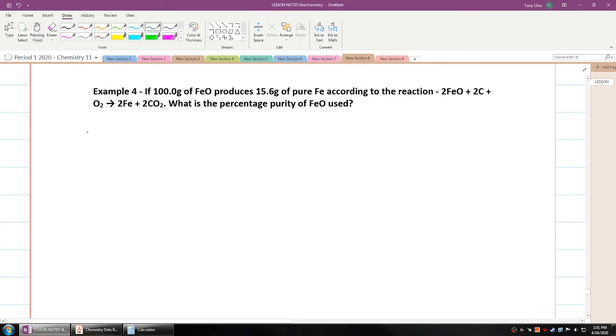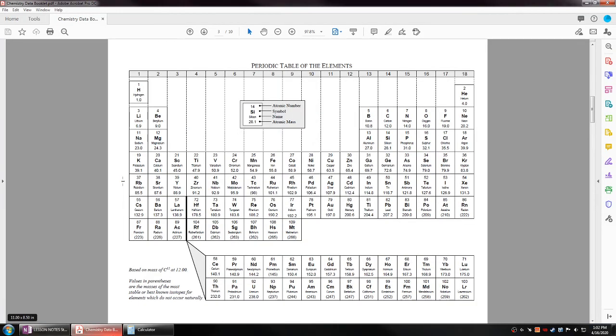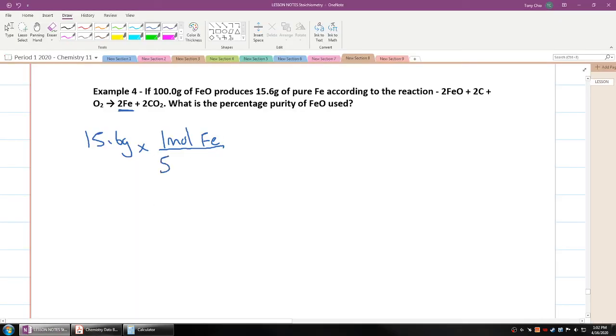So we have 15.6 grams of iron. Iron is right here. So we are starting with a product. Fe, iron, is a product, and we're going to convert it to FeO, which is a reactant. So we multiply this by 1 mole of iron over the molar mass of iron, which is 55.8 grams. So that is going to cancel out my grams.